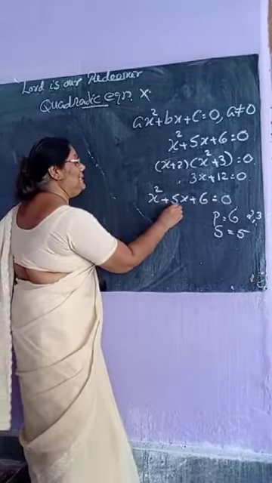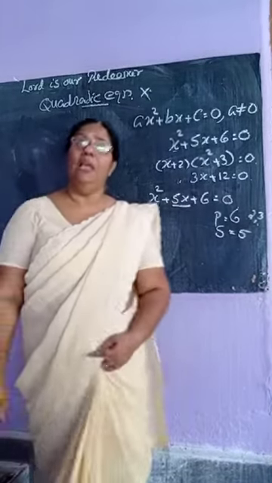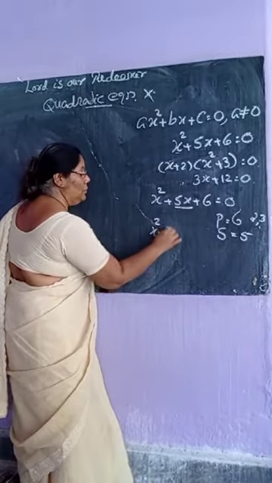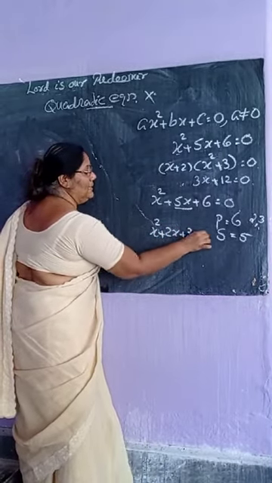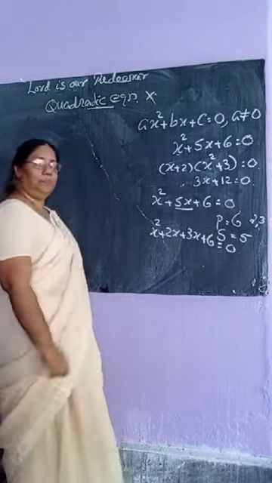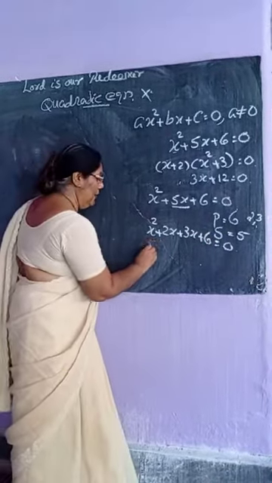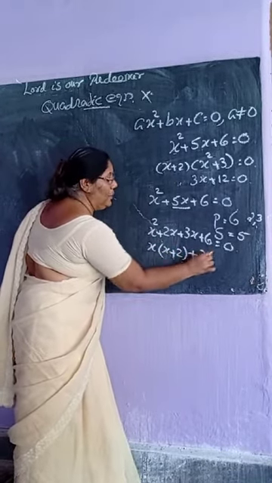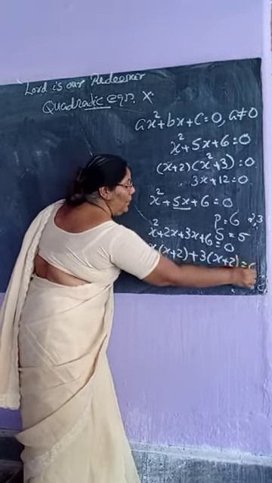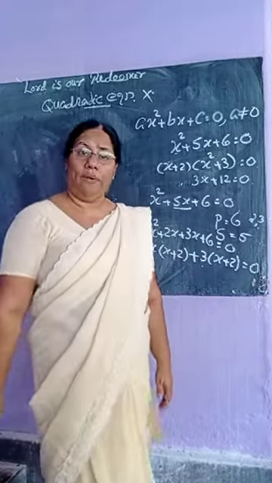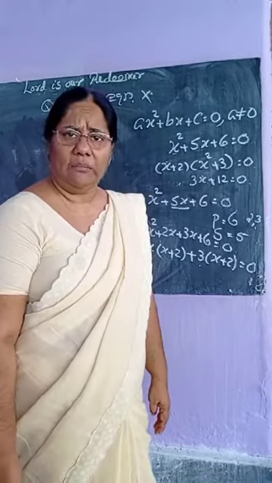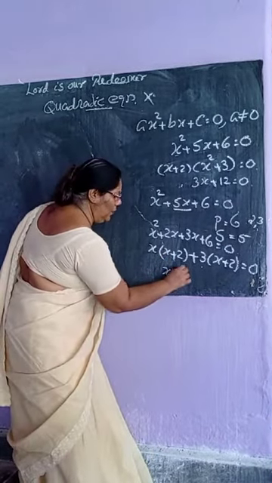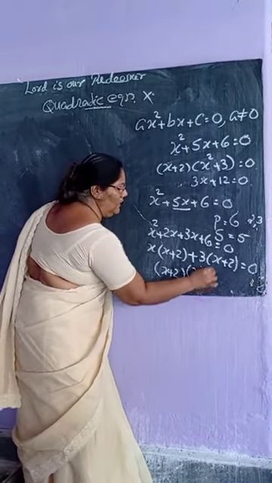Okay. Now, splitting the middle term. Actually, the step is splitting the middle term. How can you split this? X square plus 2x plus 3x plus 6 equal to 0. When you take x from the first two, x into x plus 2, plus 3 into x plus 2 equal to 0. Now which is the common factor? If there is any common factor in the terms, then you can take that common factor outside. That is x plus 2 into x plus 3 equal to 0.